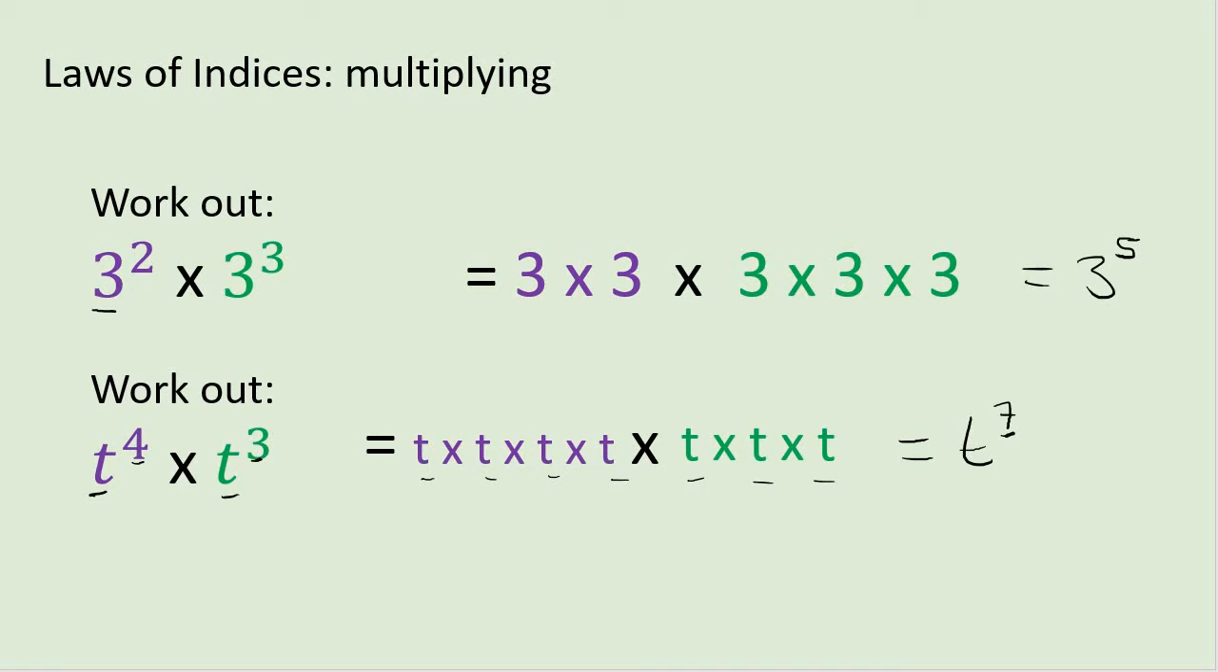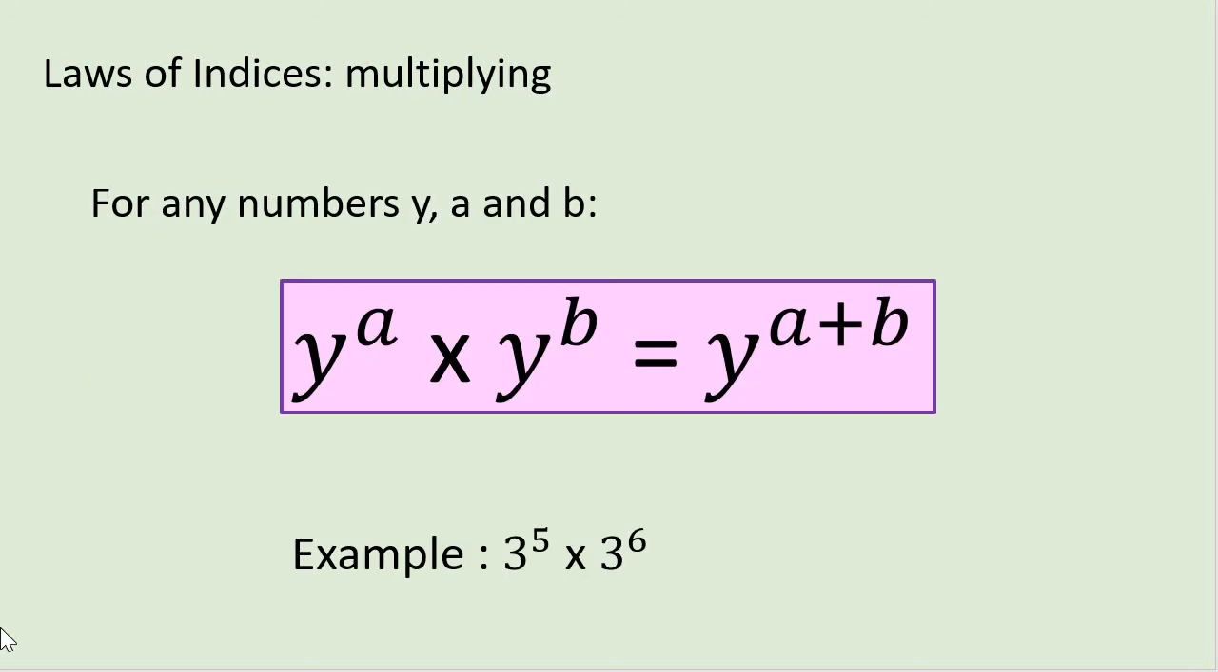So this is our first rule, our first indices law. So for any numbers y, a and b, so y is going to be the base here, we just add the powers together when we multiply them. So an example, 3 to the 5 times by 3 to the 6, we don't have to write out all of these 3's, we just add them together. It's a nice little shortcut. So 3 to the 5 times by 3 to the 6, that's going to be 3 to the 5 plus 6, which is 11.